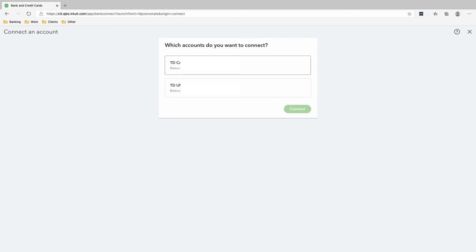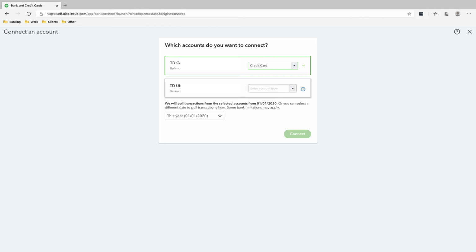Okay, so we have two accounts that it's recognizing. One is a credit card and one is a checking account. So we're going to connect the Visa card, obviously the credit card, and the checking account will obviously be the checking account. We both made these accounts, remember, when we were setting up the chart of accounts, and this is why we had to make them before we connected the accounts. So starting this year, January 1, 2020, click Connect.